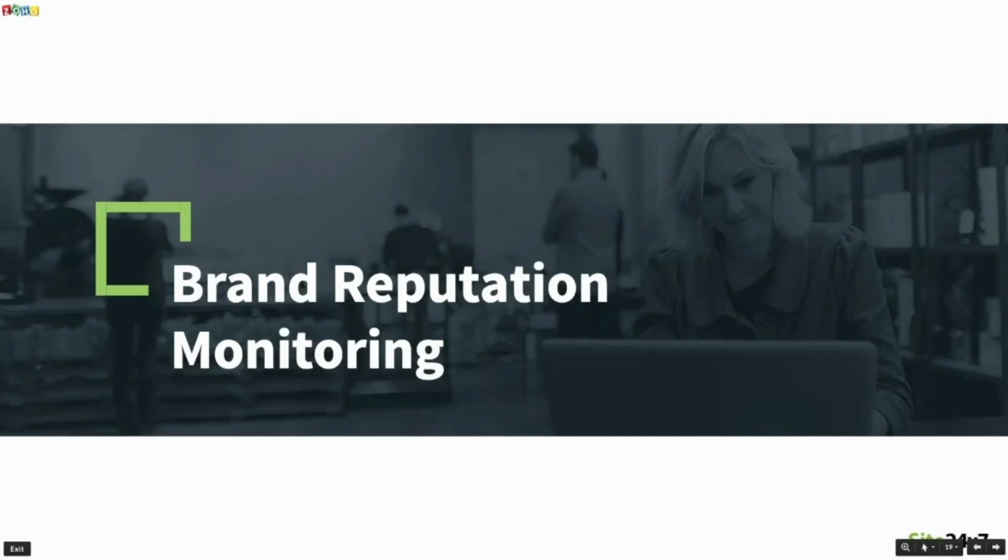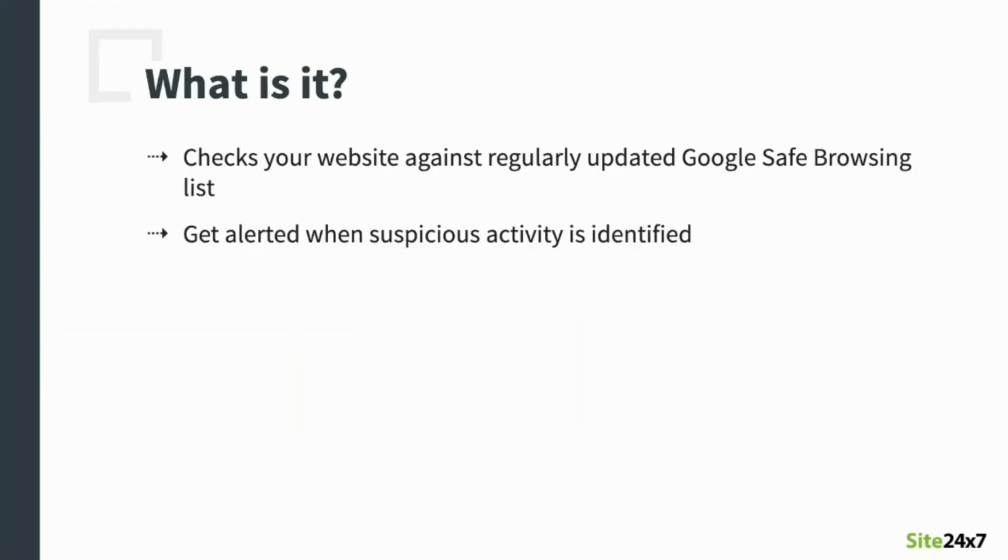The third new feature we will be seeing today is called brand reputation monitoring, which is again part of our security monitoring. Brand reputation monitor helps you keep the brand reputation of your web page, and by extension that of your organization, intact by regularly checking your websites against the Google Safe Browsing list and notifying you if any malicious code is found in any one of them.